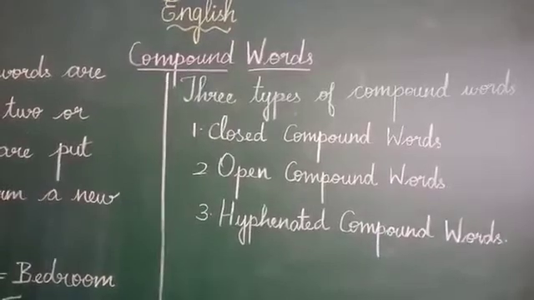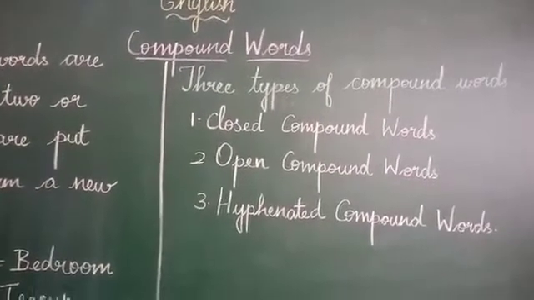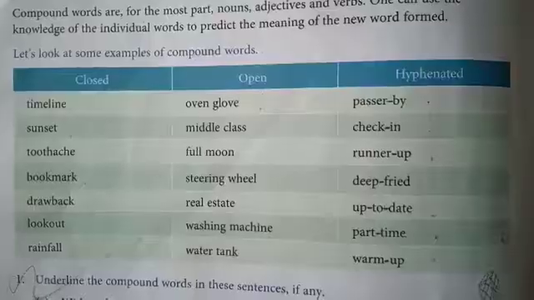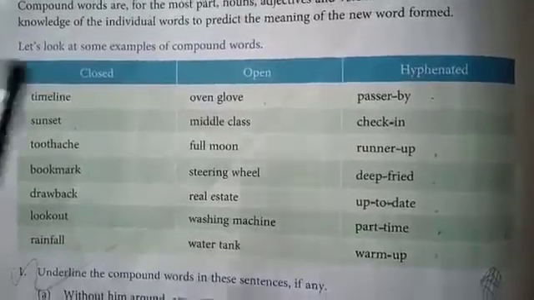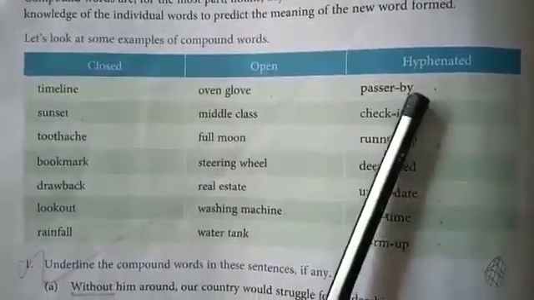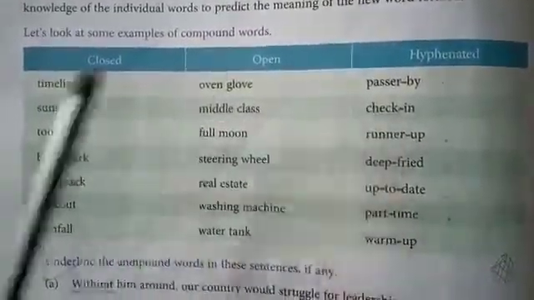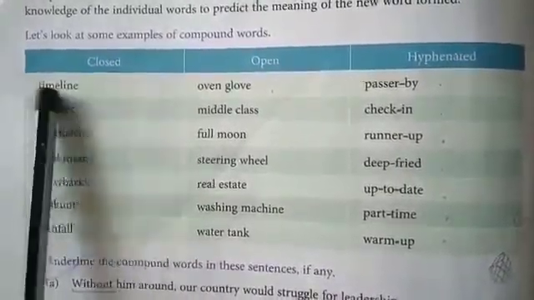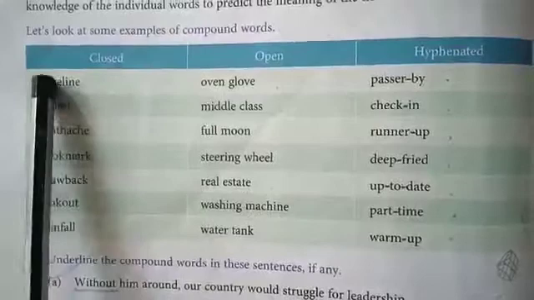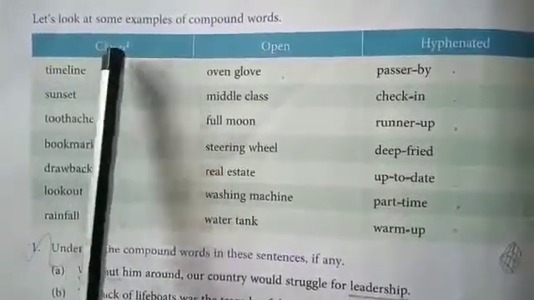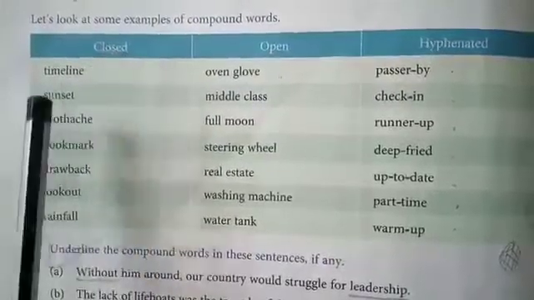And we see the types of compound words with examples. There are three types of compound words: closed compound words, open compound words, hyphenated compound words, with many examples. See one by one. First is timeline. Time plus line is timeline, but in between they have no space. So this comes under the closed compound words.